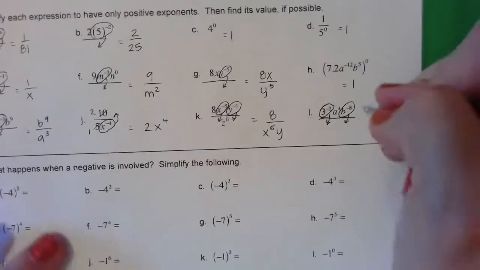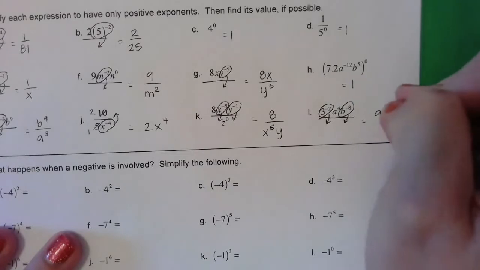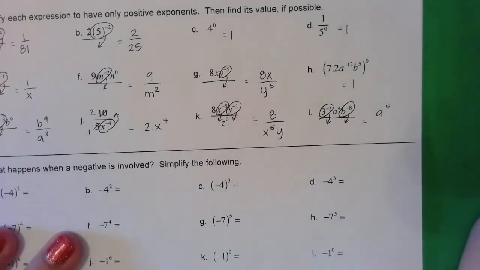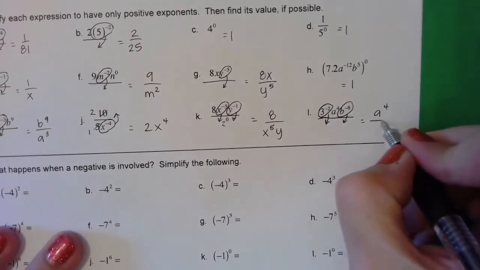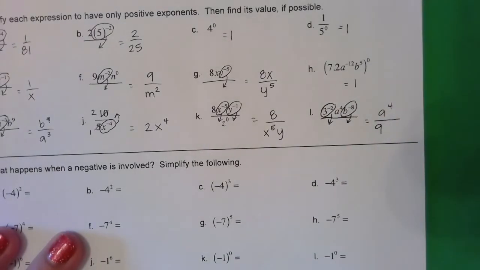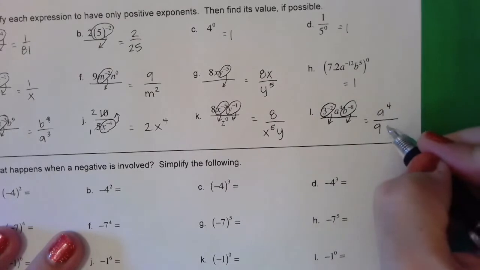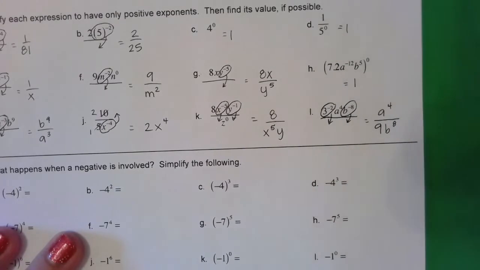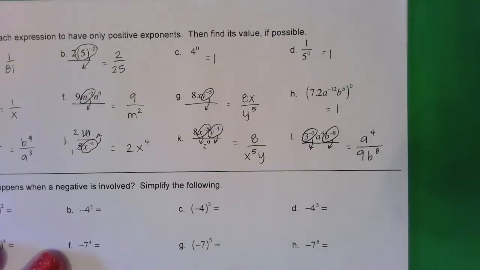The a to the 4th does not need to move because the exponent on it was a positive 4. So I've got a to the 4th up in the top. 3 squared, when it moves down into the bottom, it's going to be 9. And then the b to the negative 8, when it moves down into the bottom, the negative 8 is going to turn into positive 8. And so that would be the final simplified answer for that question.